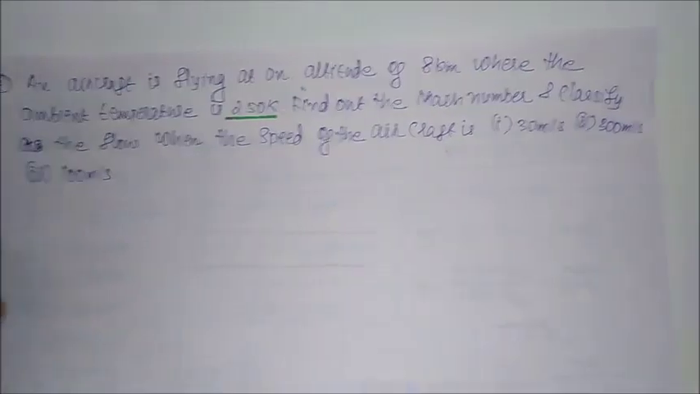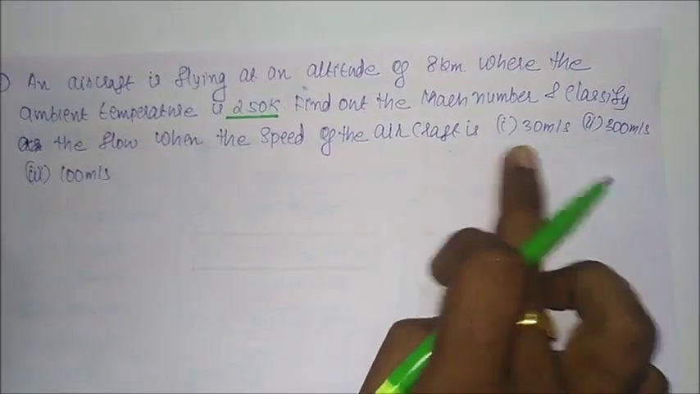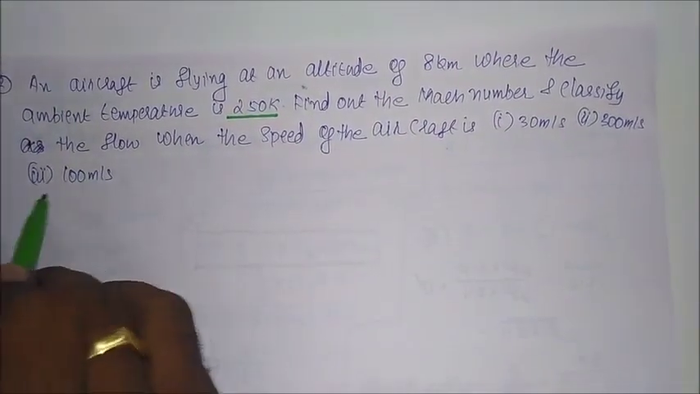We have to classify the flow when the speed of the aircraft is 30 meter per second, 300 meter per second, and 100 meter per second.